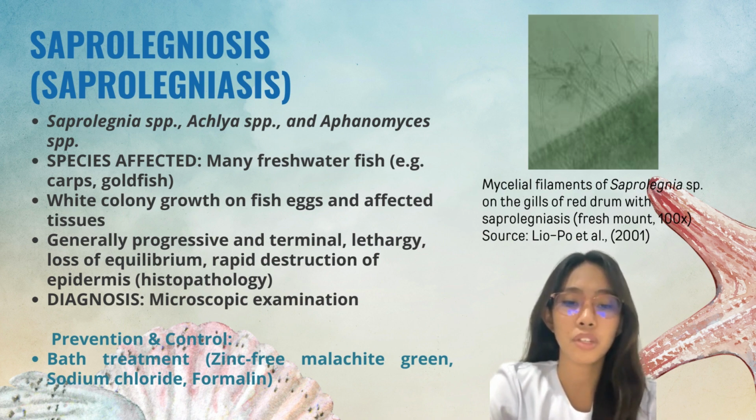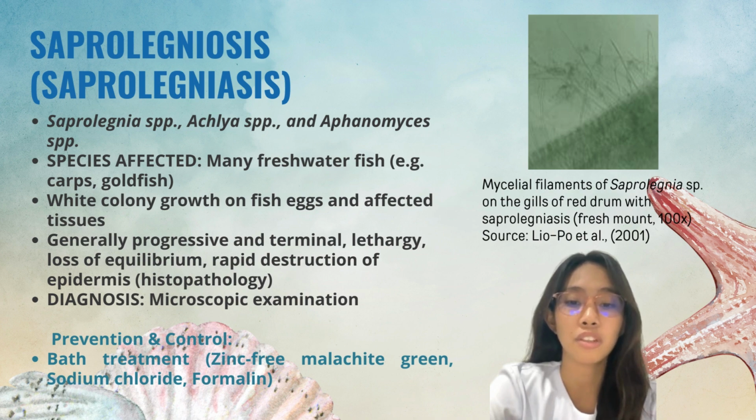This fungal infection is characterized by formations of white cottony growth on fish eggs and on affected tissues of fish. Virtually any area on the surface of a fish may become infected, but it is usually the integuments that are involved. Gills, eyes, and olfactory pits may also become infected. Once infection is initiated, it is generally progressive and terminal.